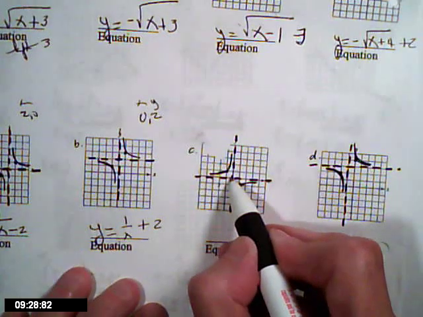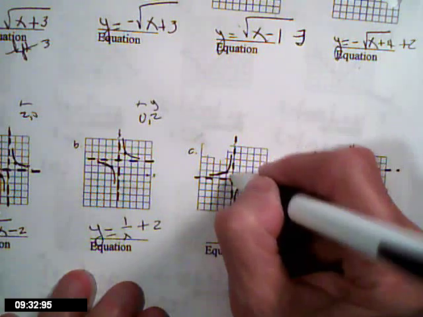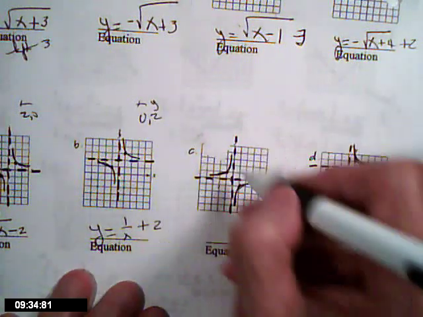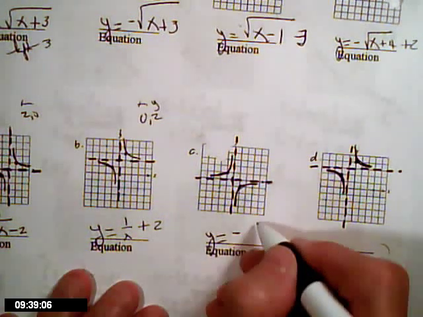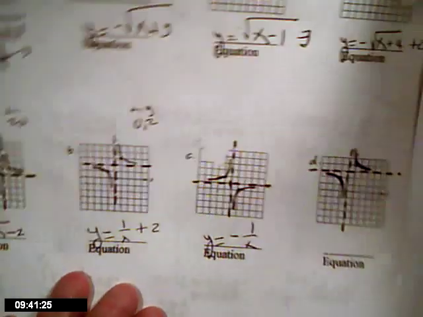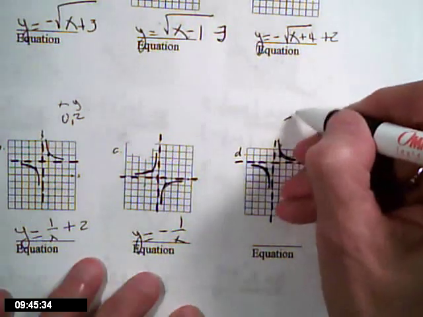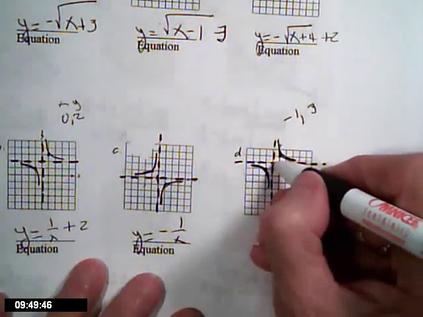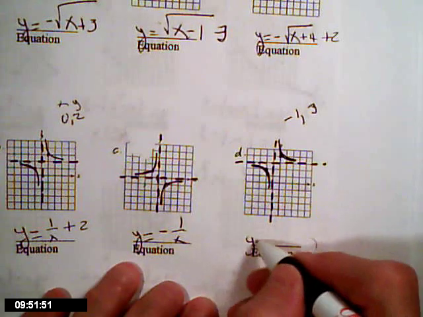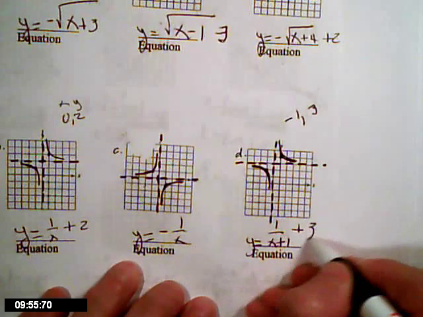This one is located at 0, 0, but if you'll notice, the graph is in different axes. This is where y equals negative 1 over x. And finally, we have a negative 1, 3 new axis. So we'll have y equals 1 over x plus 1 plus 3.